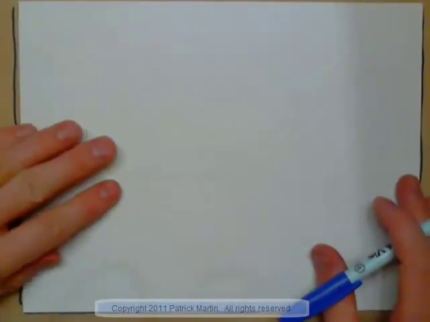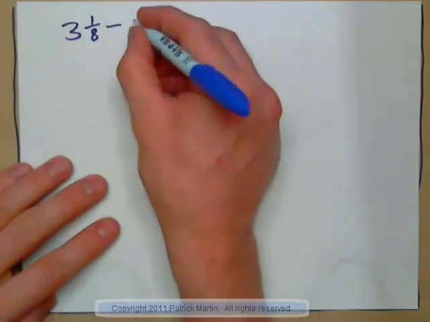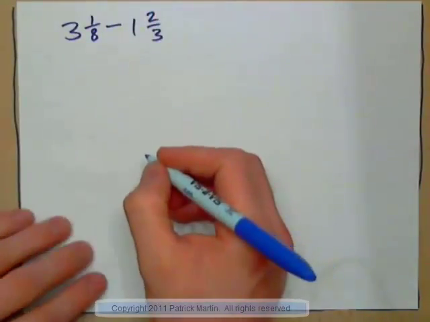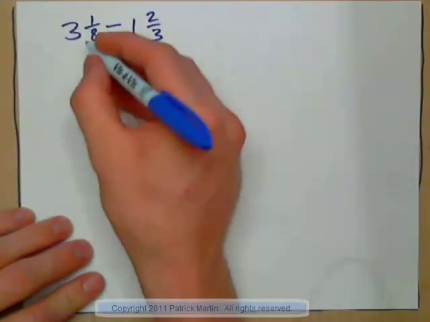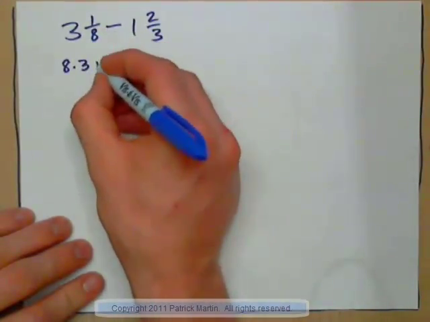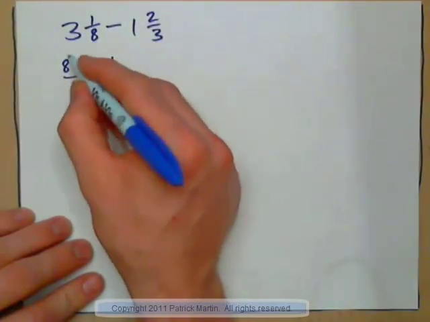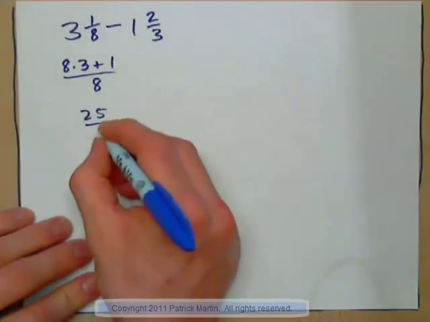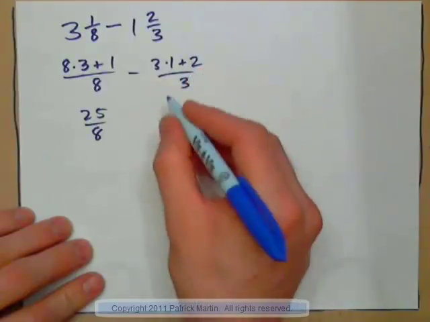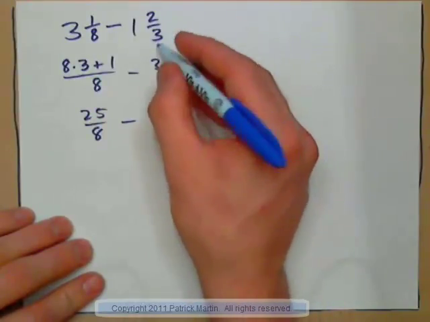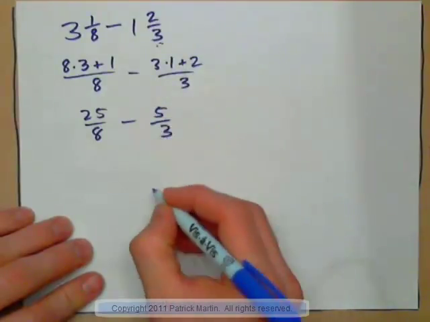Let's have a look at mixed numbers. 3 and 1/8 minus 1 and 2/3. First of all, we'll go ahead and change them to improper fractions. 8 times 3 plus 1 over 8. So 3 and 1/8, that's 24/8 plus 1/8, that's 25/8. Minus 3 times 1 plus 2 over 3, because 1 and 2/3 is 3/3 and 2/3, which is 5/3.